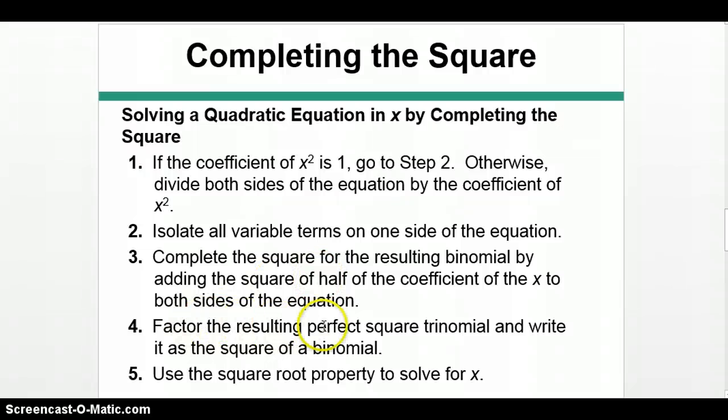Factor the resulting perfect square trinomial. Then we have to factor the perfect square trinomial and write it as the square of a binomial. Use the square root property to solve for x.